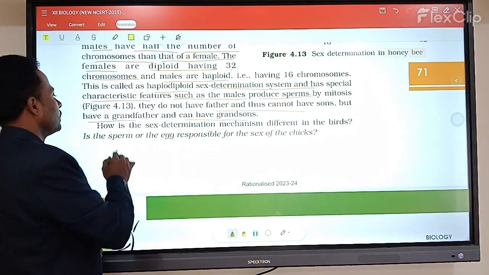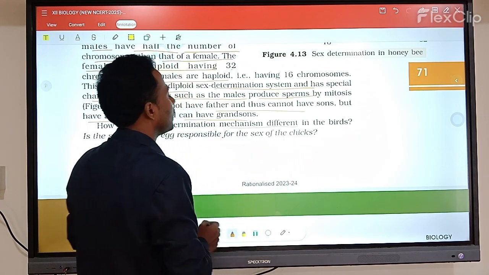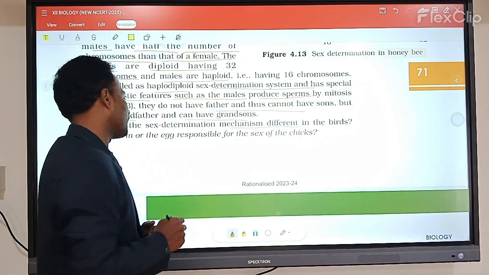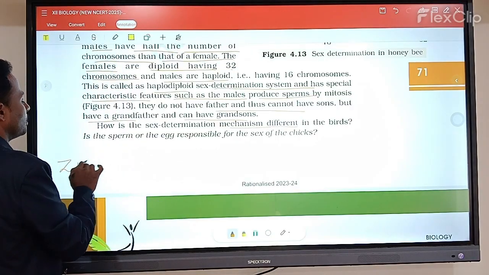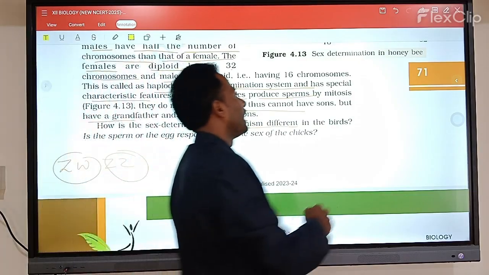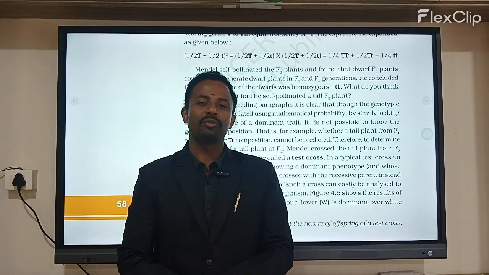Next, how is the sex determination mechanism different in birds? They show ZW and ZZ characters. They differ in the egg, and the remainder we will discuss in the next class.